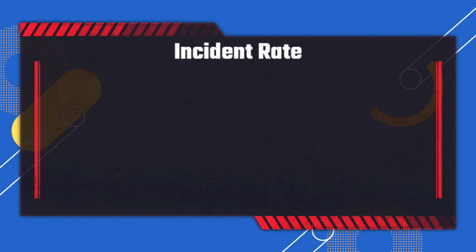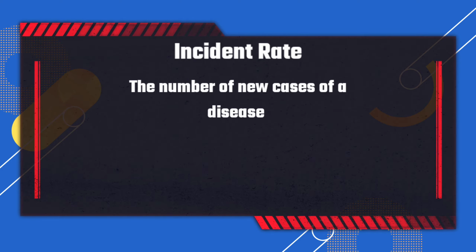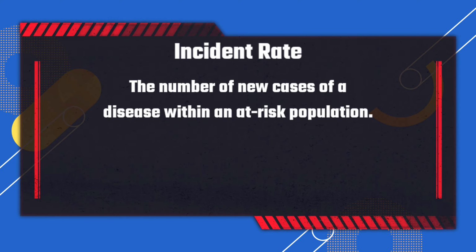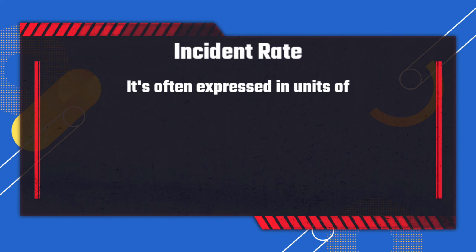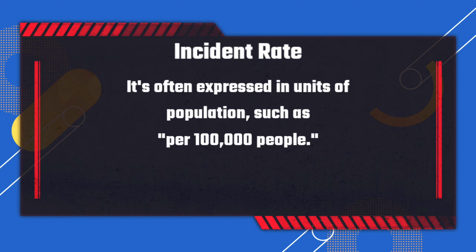Next is rate. The incident rate naman is the number of new cases of a disease within an at-risk population. This helps determine how quickly a disease is spreading. It's often expressed in units of population, such as per 100,000 people.